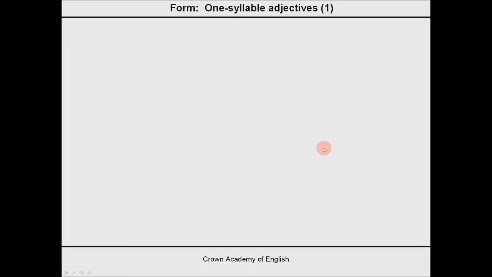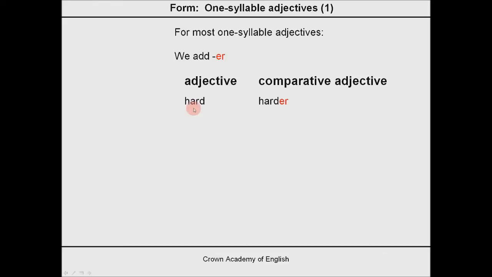So now let's look at the spelling and the rules for the form, because sometimes we have more than one word. So first of all, the rules for one-syllable adjectives. For most one-syllable adjectives, we add the letters ER. So hard becomes harder, tall, taller, short, shorter, small, smaller. So you see, this is very easy. We add the letters ER.